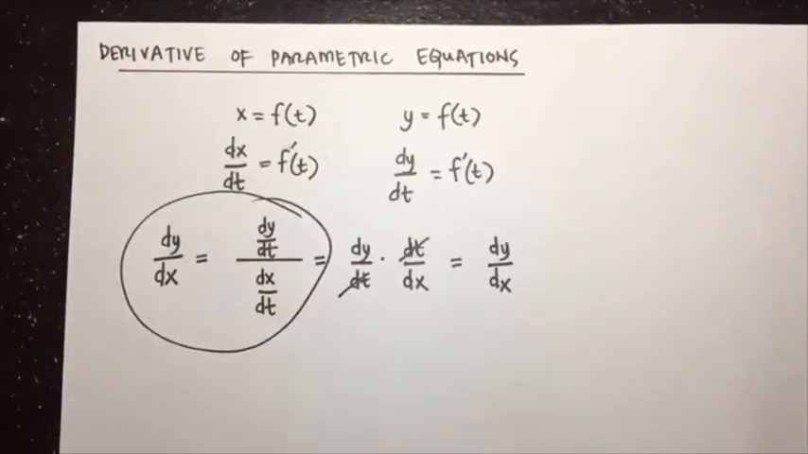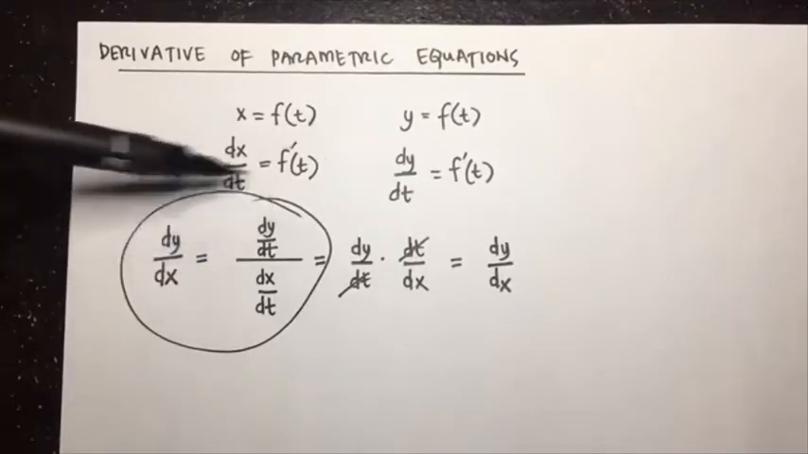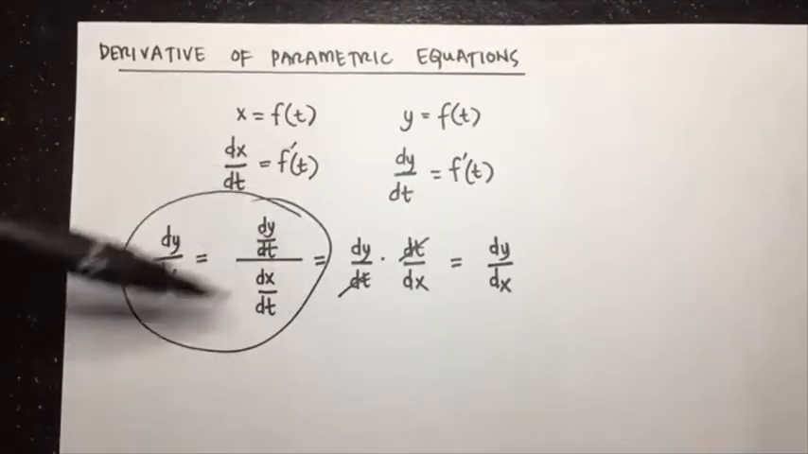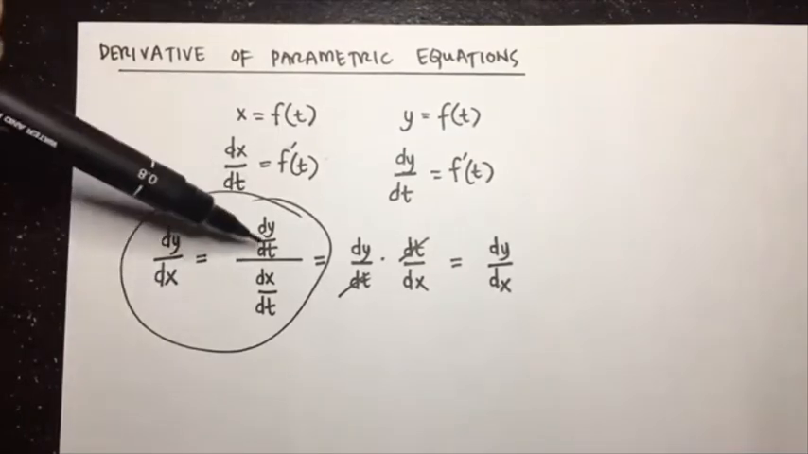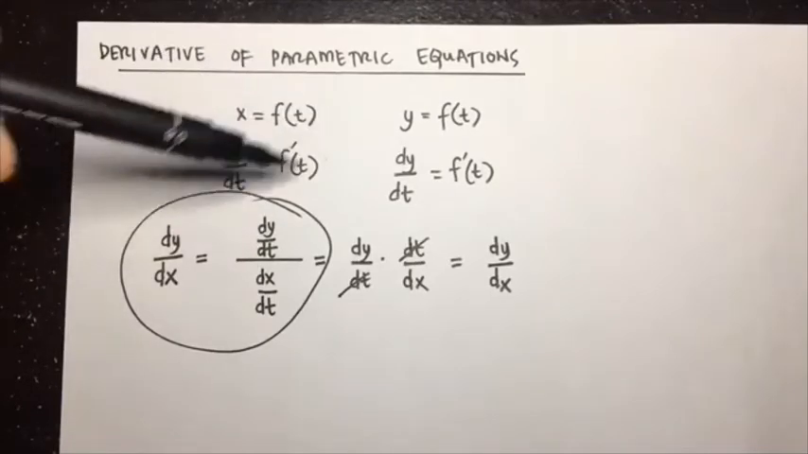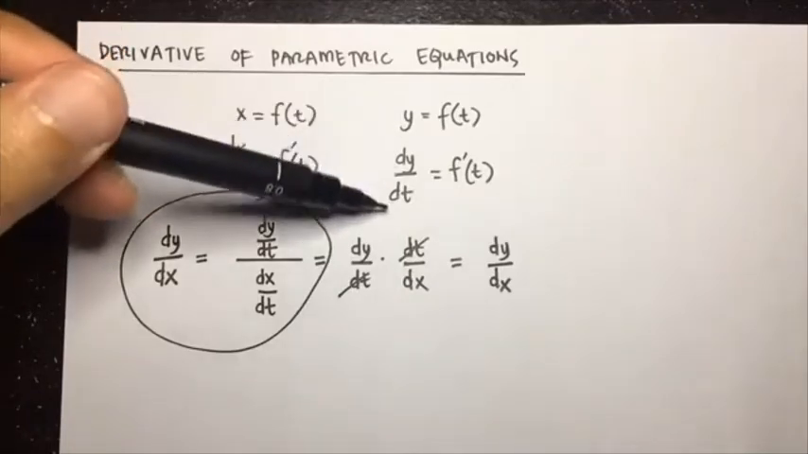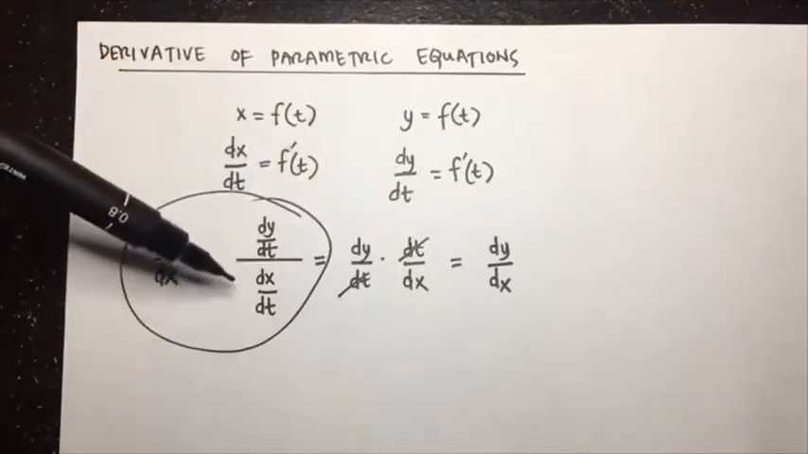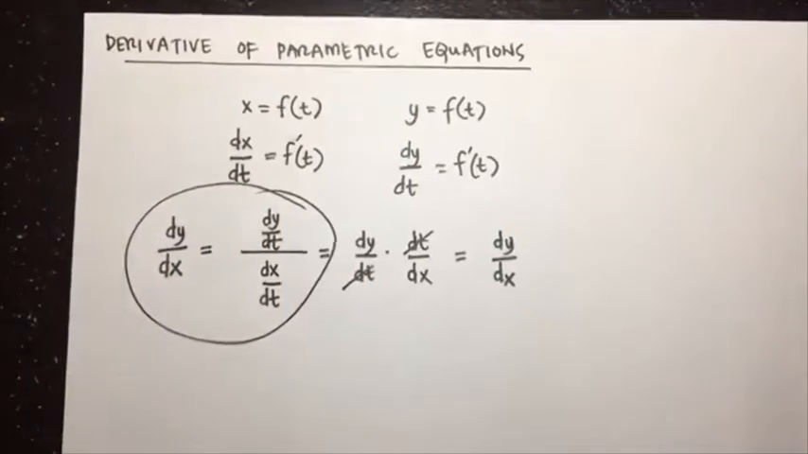It's this simple. In getting the derivative of y with respect to x, all you need to do is get the derivatives of each equation: get the derivative of x with respect to t, get the derivative of y with respect to t, and then divide. How about the second derivative?